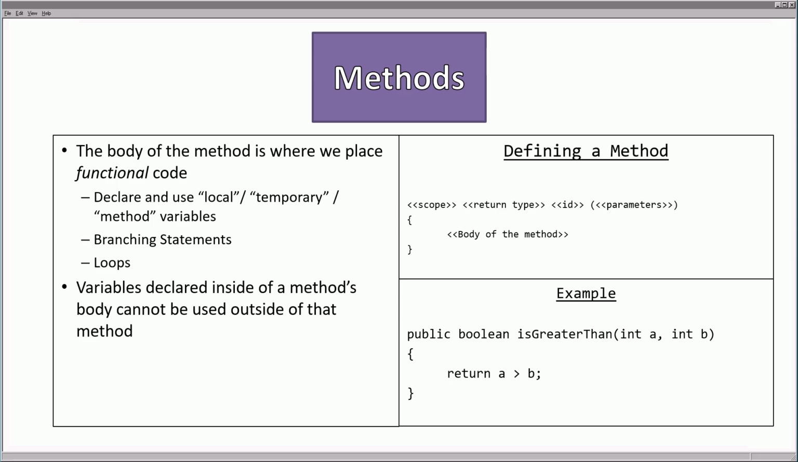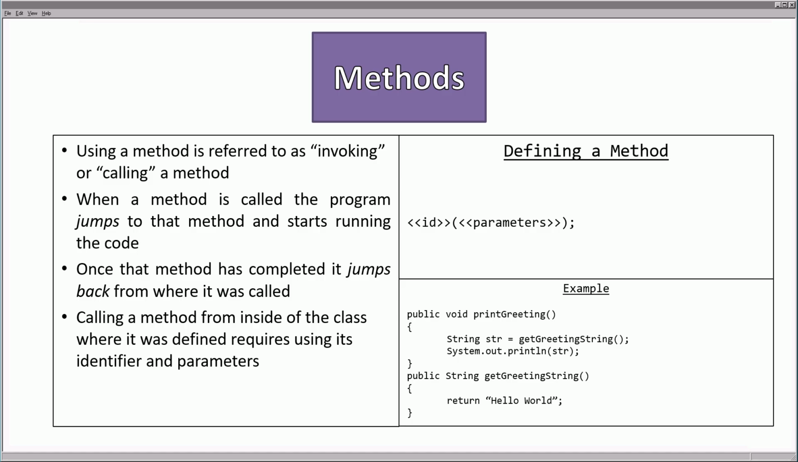And finally, the body of the method is where we place our functional code. Again, this is where we declare variables, and we call them local, temporary, or method variables. Keep this in mind. Wherever you declare a variable inside of the body of something is where it exists. So if we were to declare a variable inside of this method, that variable only exists inside of this method. Now this is also the place where we put branching statements, loops, and every other type of statement that we've learned so far. Now that we understand how to create a method, let's talk about how we can use them.